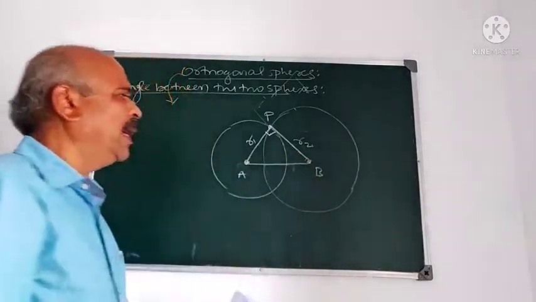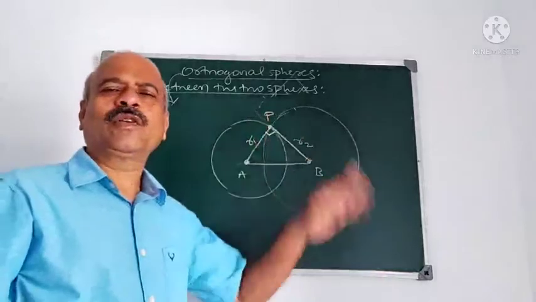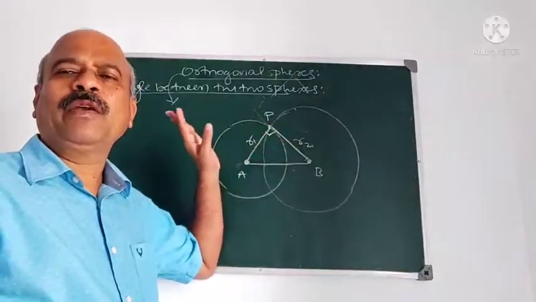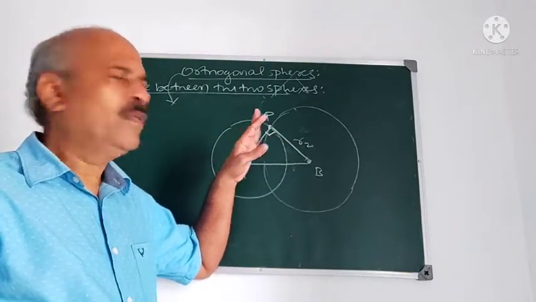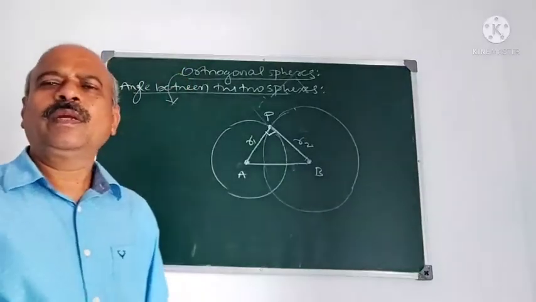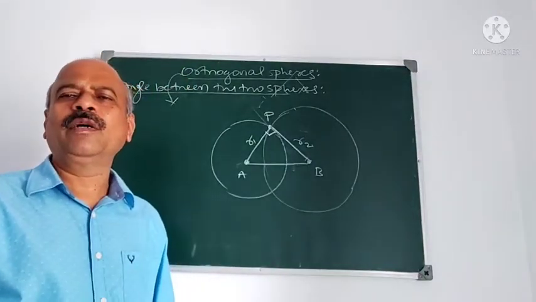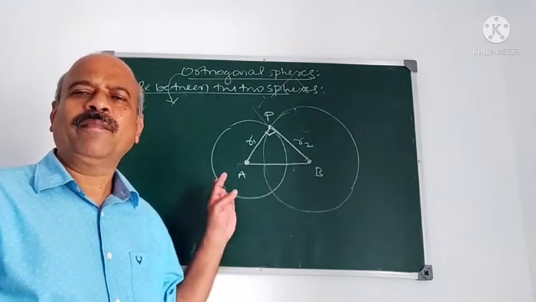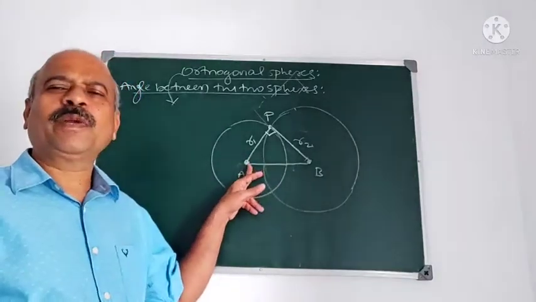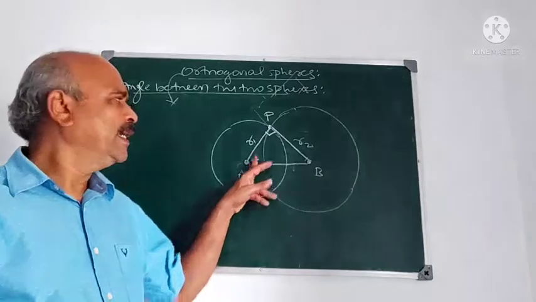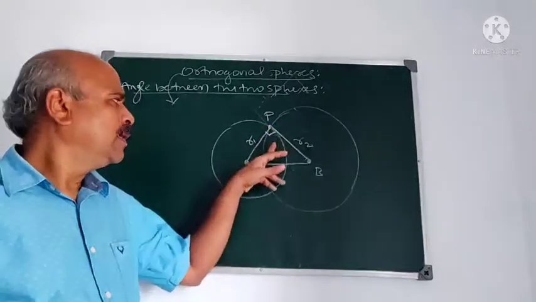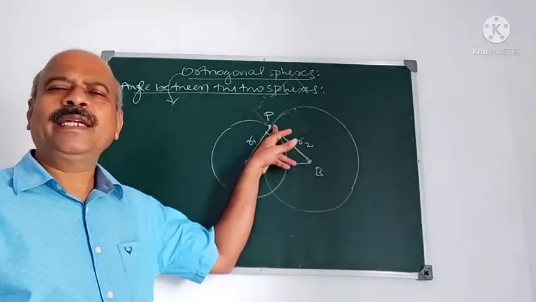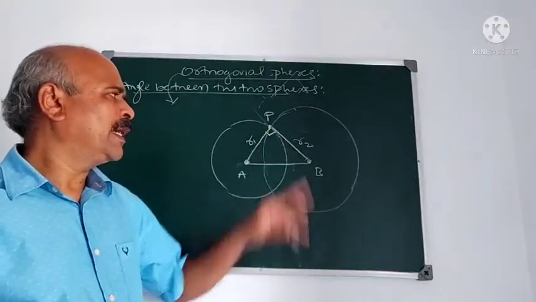Hence, if two spheres intersect orthogonally, then what happens? The radii at the point of intersection are perpendicular. Important. When do you say that two spheres intersect orthogonally? Two spheres are said to intersect orthogonally if the angle between the tangents at their point of intersection is 90 degrees. Since the radius is perpendicular to the tangent plane, if the two spheres intersect orthogonally, the radii at the point of intersection are at right angles.